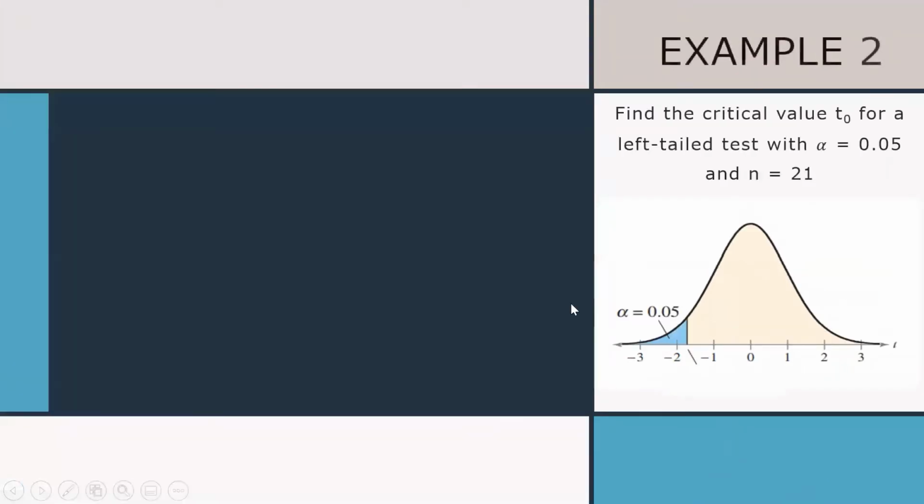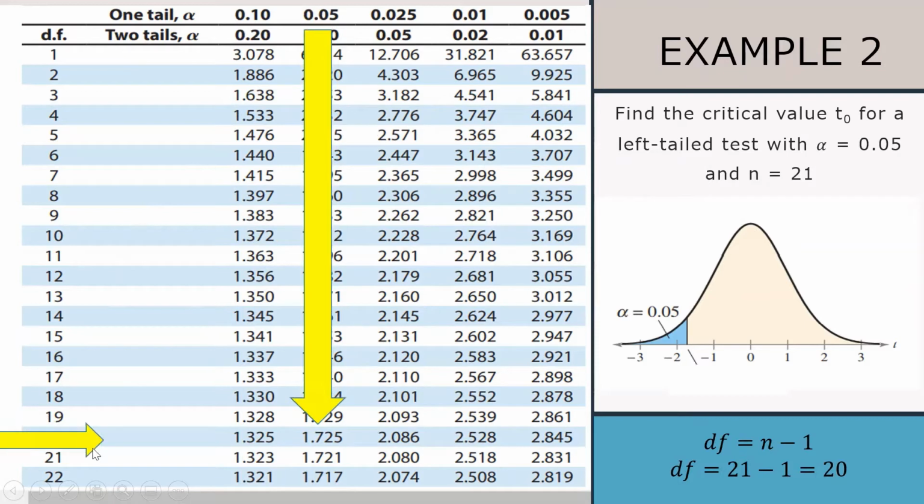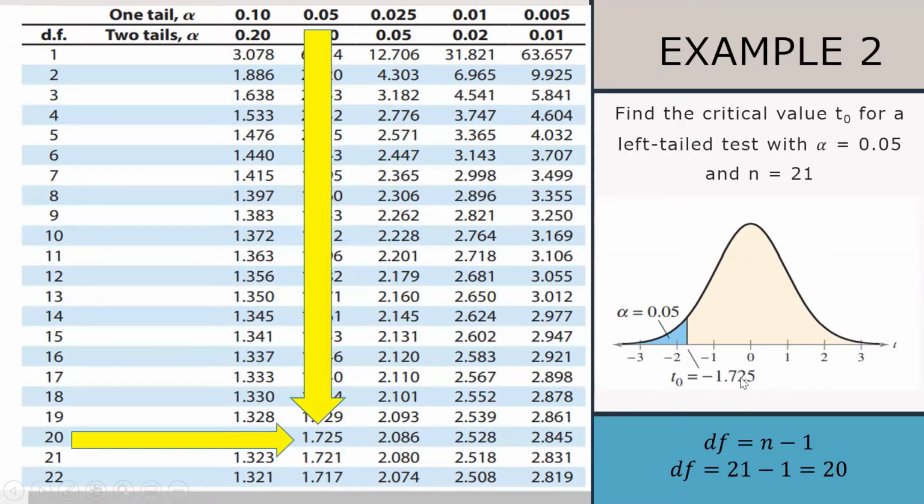Next, let's have example number 2. Find the critical value for a left-tail test where alpha is 0.05 and n equals 21. Using the t-distribution table, the df is equal to 21 minus 1, which is 20. For a left-tail test, we still look at the one-tail alpha 0.05, and the df is 20. So one-tail alpha 0.05, df 20, the critical value is 1.725. Since this is a left-tail test, the critical value is negative. So that is negative 1.725.